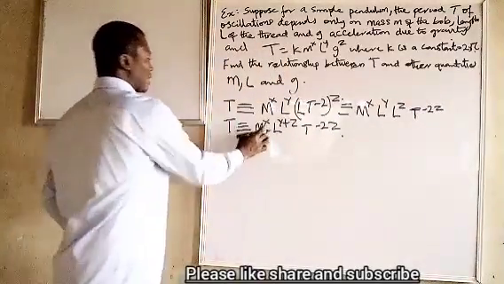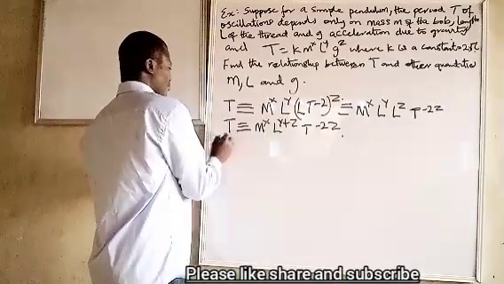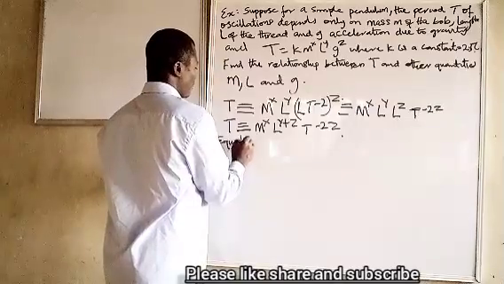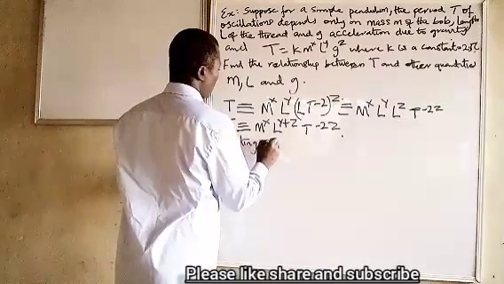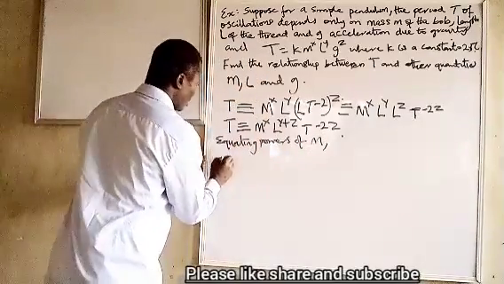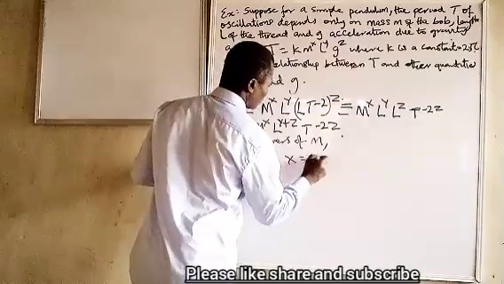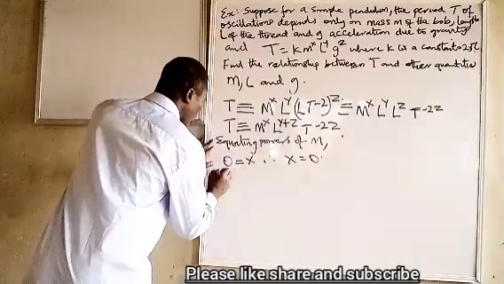Now, let us look at the power of M on both sides, equating powers of M. Powers of M, you can see 0 equals x. Therefore, x equals 0. Equating powers of T.